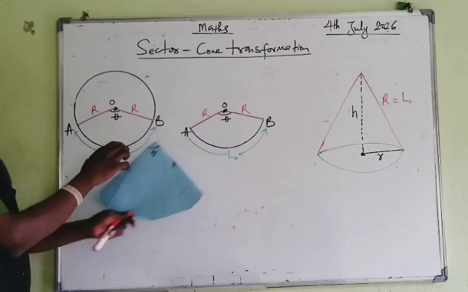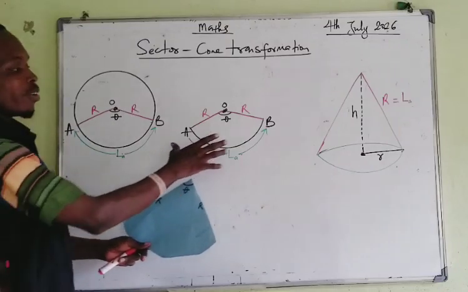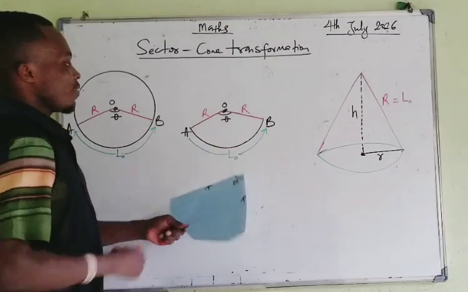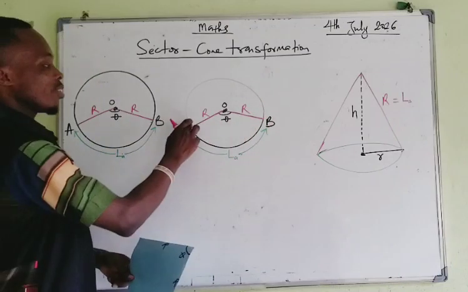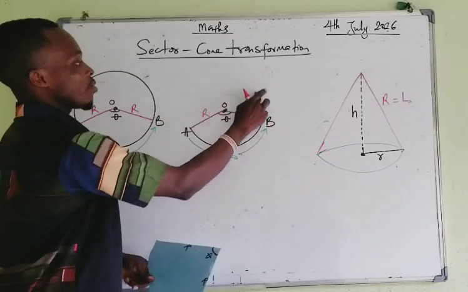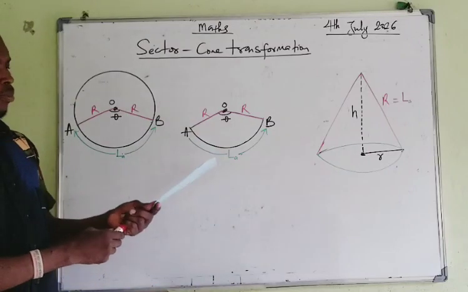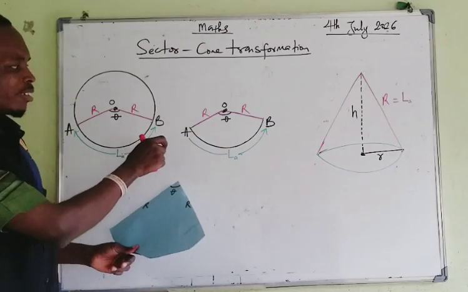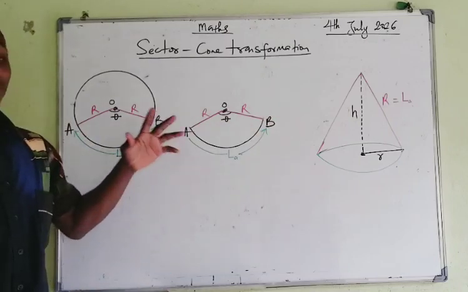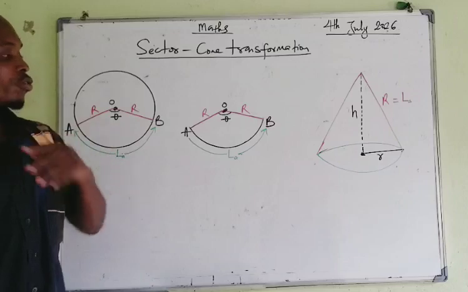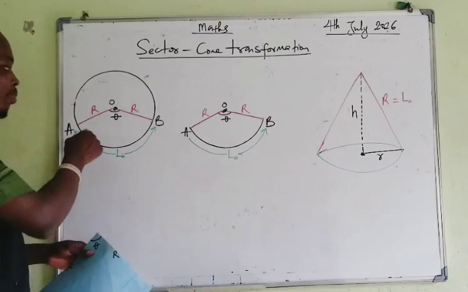If I cut this out from this circle, I will have this remaining. If I want to complete this, now I'm taking this portion out, which gives us this, as you can see. Now, it is possible to transform this sector into a cone. Yes, it is very possible to transform this sector into a cone. So now, this is my R here.